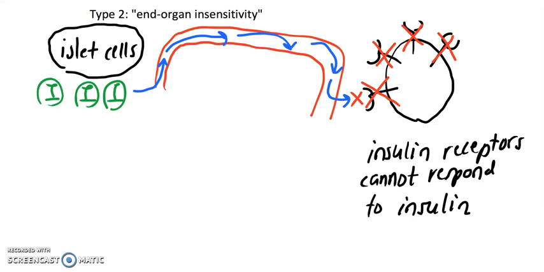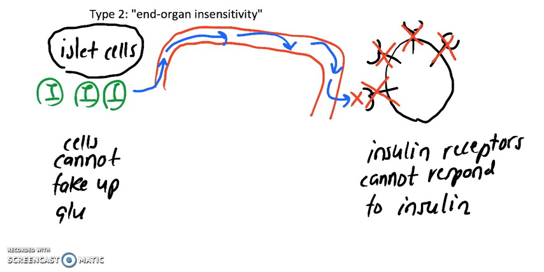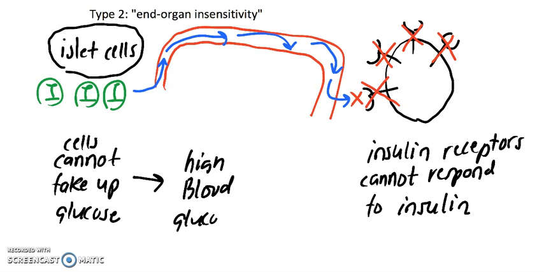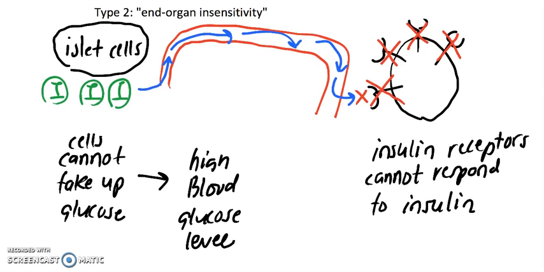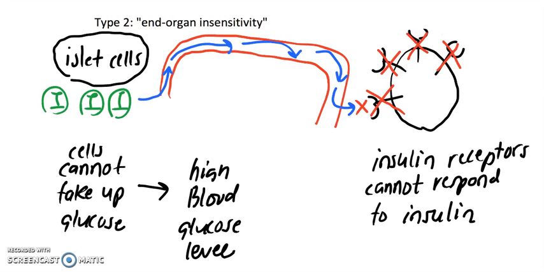So insulin receptors cannot respond to insulin. The cells cannot take up glucose, which means, again, a continuously and dangerously high blood glucose level. And this is the one hallmark of diabetes. We call this end organ insensitivity because the issue is with the end organ, the target, and it's insensitive or won't respond to insulin.